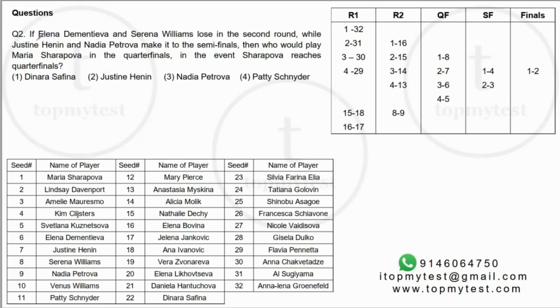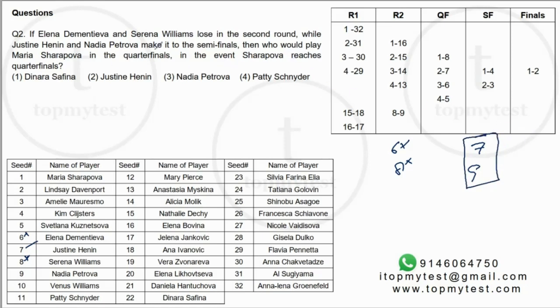Question number 2. If Elena Dementieva and Serena Williams lose in the second round, so the person ranked 8 and the person ranked 6 lose in the second round, while Justine Henin and Nadia Petrova make it to the semifinals. Justine is 7th and Nadia Petrova is 9th. They will reach the semifinals.